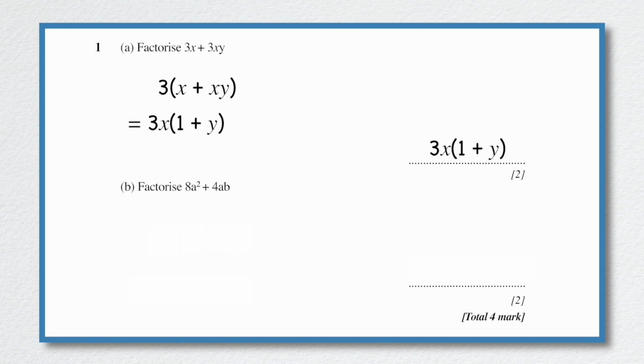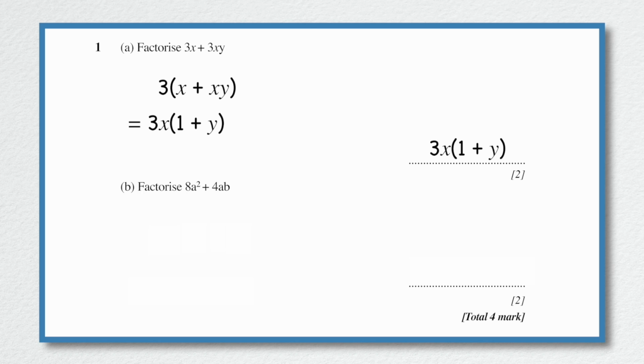Part B. Factorise 8a squared add 4ab. Looking at the coefficients, I can see that 4 goes into both terms. 4 goes into 8 and 4 goes into 4. I can also see that for both terms, a goes into them. We have a squared here and we have a here. So 4a goes into both terms. 4a goes into 8a squared and 4ab.